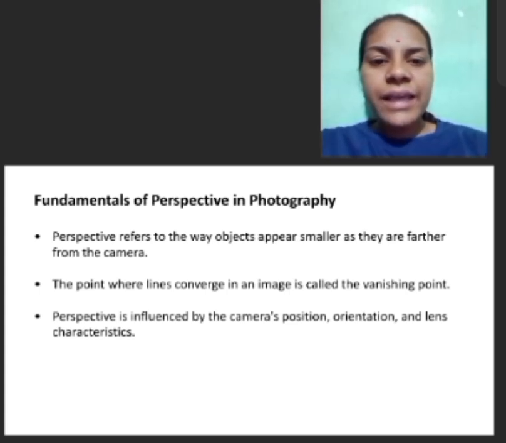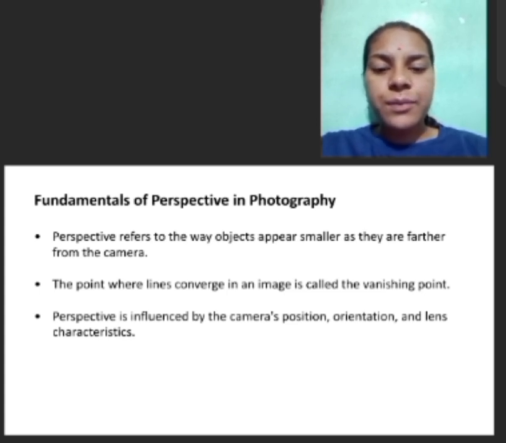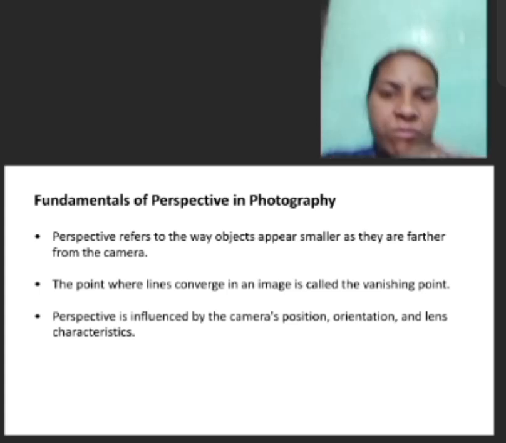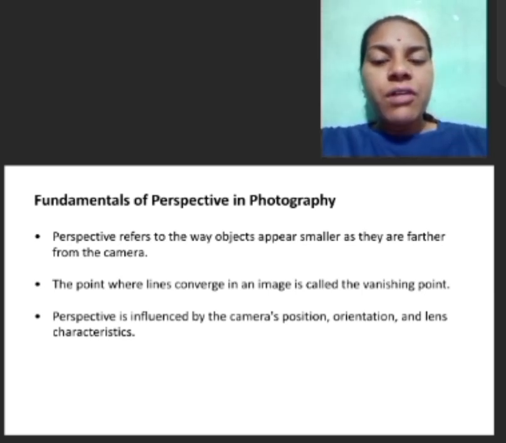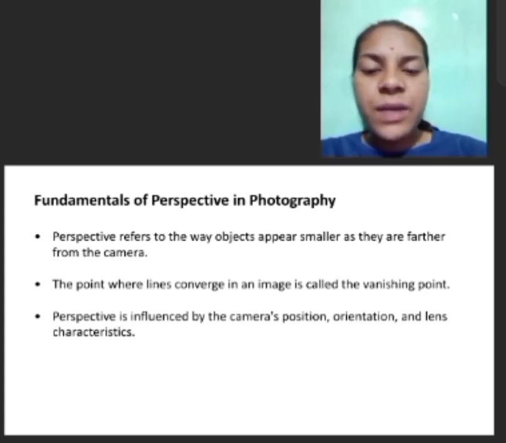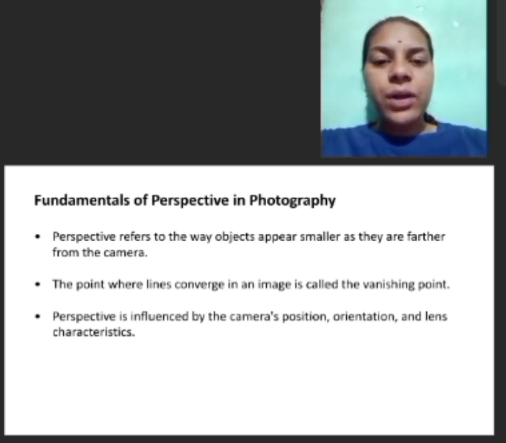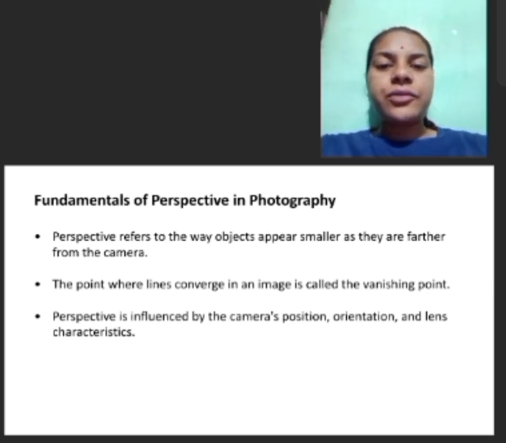In this slide, I explain the fundamentals of perspective in photography. First point, perspective refers to the way objects appear smaller as they are further from the camera. The point where lines converge in an image is called the vanishing point. Perspective is influenced by the camera's position, orientation and lens characteristics.